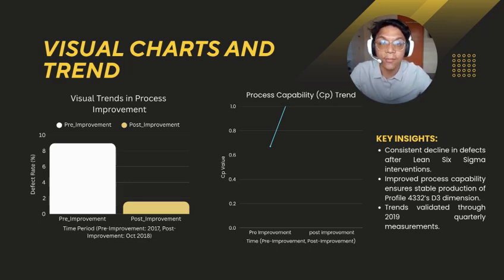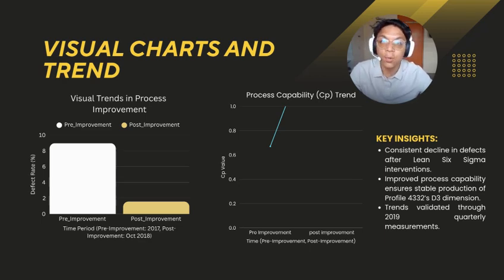That's an 82.5% reduction in defects, which is huge. This shows how our targeted improvements like better operator training and die maintenance directly reduce errors in the extrusion process. The second chart, a line chart, tracks the process capability index or CP over time. Pre-improvement, our CP was only 0.67, meaning the process struggled to meet specifications consistently.